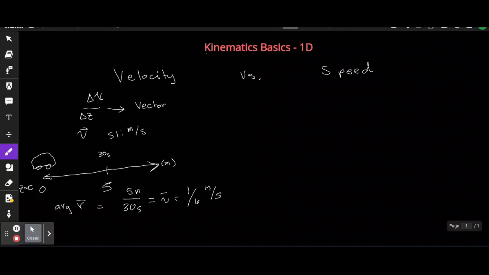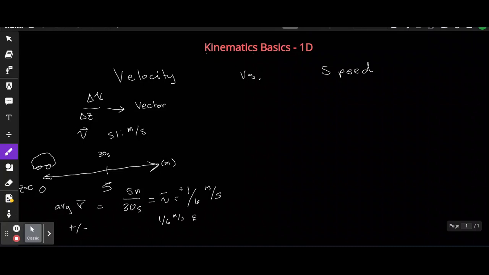And again, velocity is a vector, so it can be represented with a positive or negative sign. In physics, right is positive and left is negative. So in this case, our velocity is going to be positive 1/6 meters per second. Or if we used north, east, south, west, our car is traveling east, so we can say our car is traveling at 1/6 meters per second east.